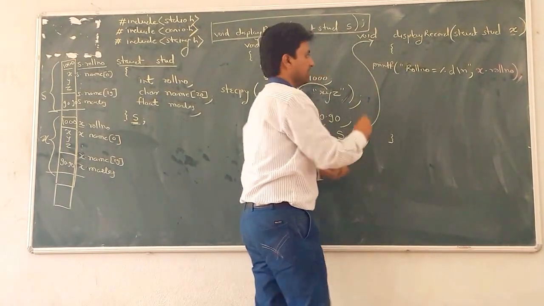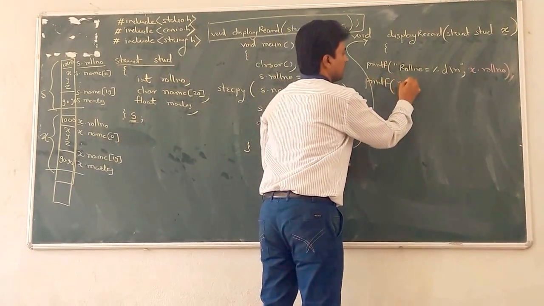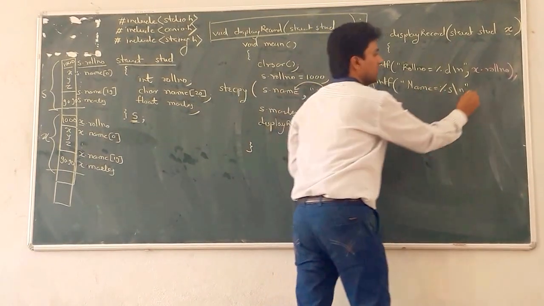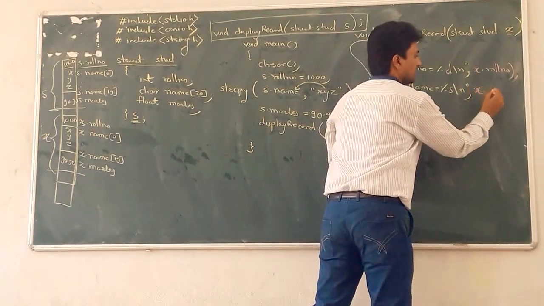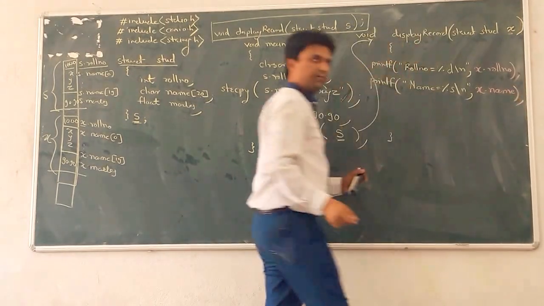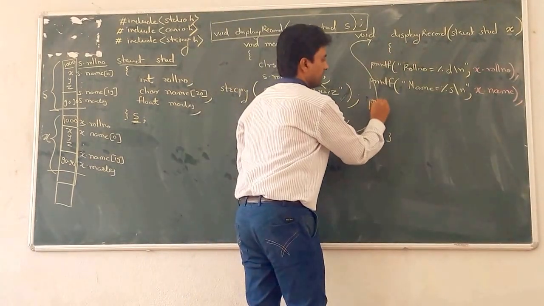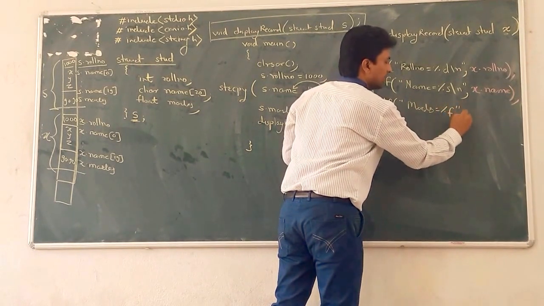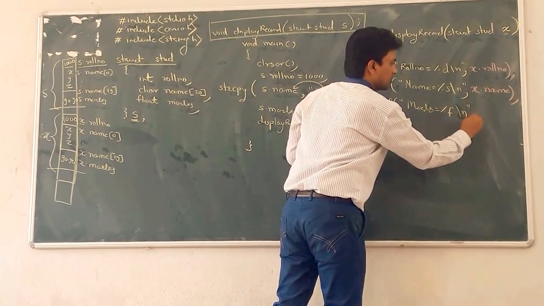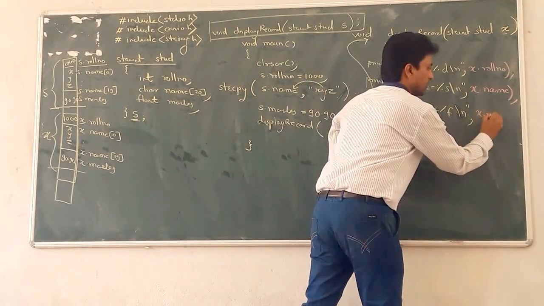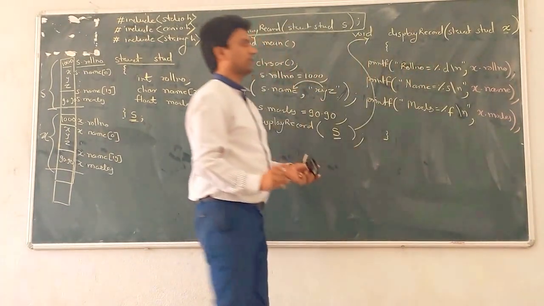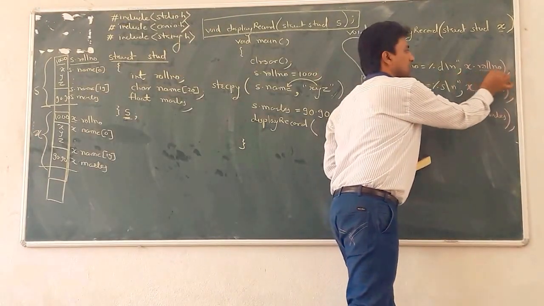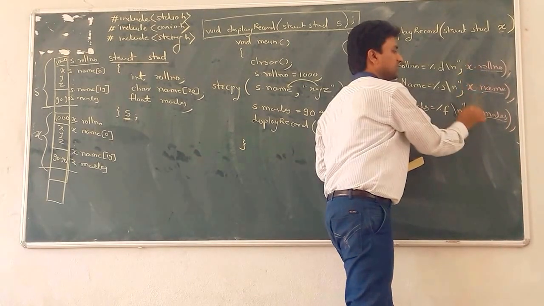Next, printf name is equal to %s \n, comma x dot name. Okay. Next, printf marks is equal to %f \n, comma x dot marks only. Okay, clear? So here we have to access roll number, name, marks using the x structure variable.